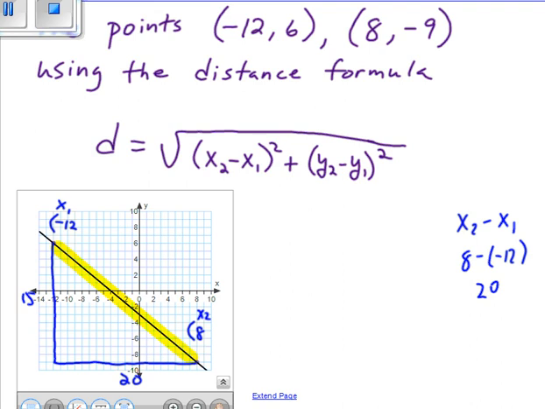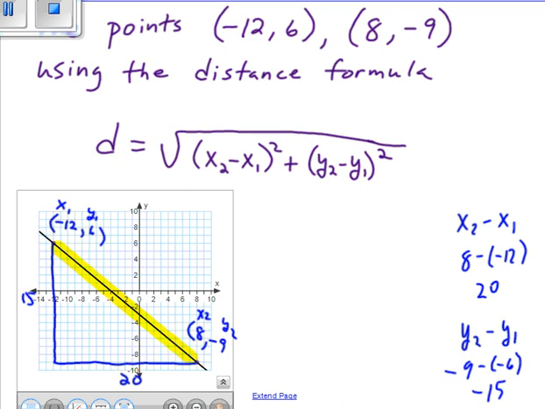And if I had done it the other way around, I would have gotten -12 minus 8, which is -20, but when you square it in the Pythagorean theorem, it ends up positive, so it doesn't matter which you take as point 1 and point 2. And then I have my difference between my y's, which is the point 6, and this is -9. So my difference of my y's is y2 minus y1. So let's call this y2 and y1. And so here I would have -9 minus 6. That's -15.